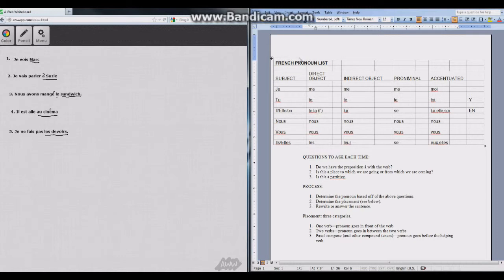And on the right-hand side of the screen, you can see that I give you a list of all of the pronouns: subject, direct object, indirect object, pronominal, and accentuated. And this is going to assume that you have a certain introductory knowledge of pronouns. So forgive me if I go too fast, but feel free to send me a question in the comments section, and I'll be happy to answer it for you, because again, I need to do this in less than 10 minutes, and this normally takes at least 20 to 30 minutes to explain.